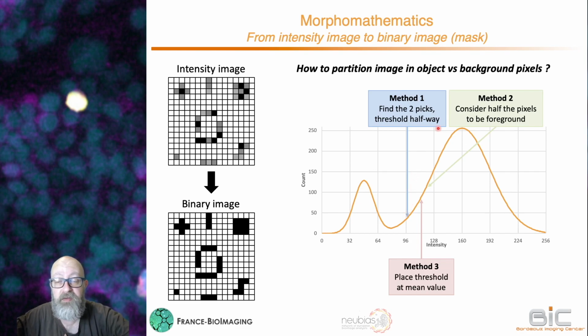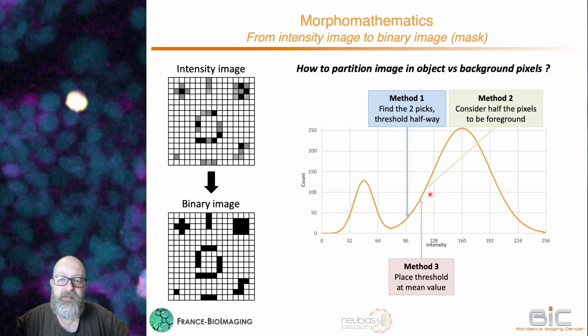Sometimes it works. It all depends on the nature of the information carried by the image. I could consider that half of the pixels are background, half of the pixels are signal, and I will end up with a different threshold. Or I could use the overall image mean intensity as a threshold. These are methods. They don't apply all the time, but they are worth trying.